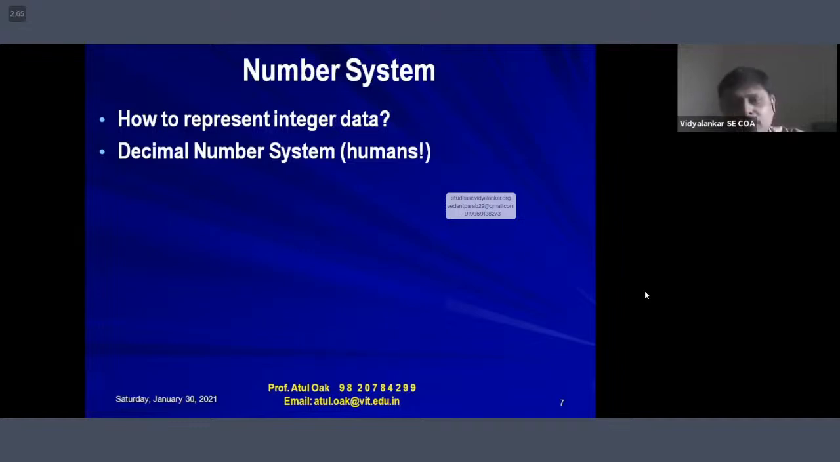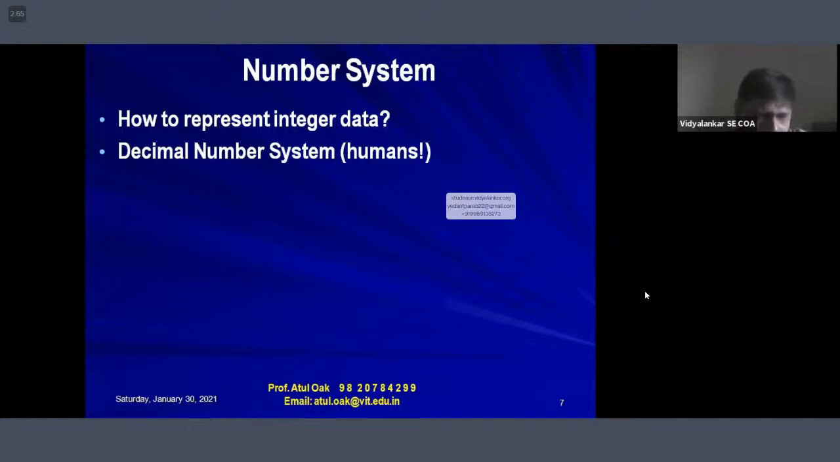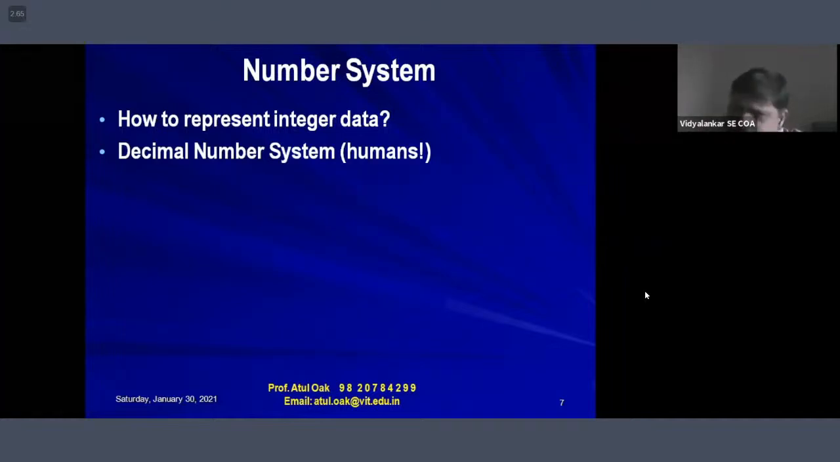I'm sure that this particular reason will be a new reason for you, how the decimal number system is so important and how it is linked to the human. So the point is, we use the decimal number system whose base is 10, and we are experts in that because in school days we used to add, subtract, multiply, and do so many things.